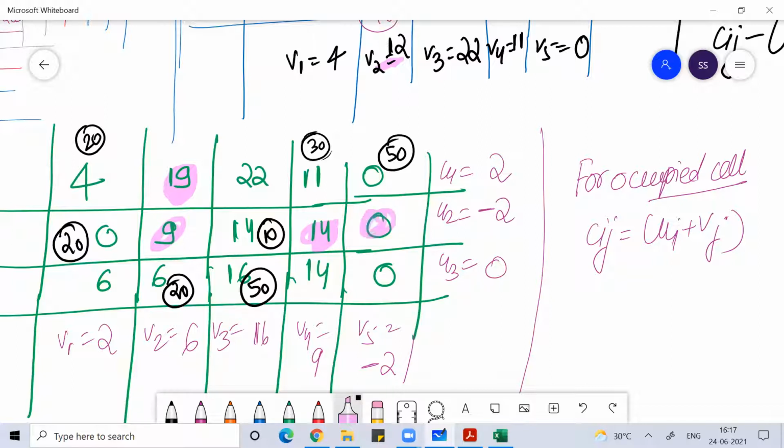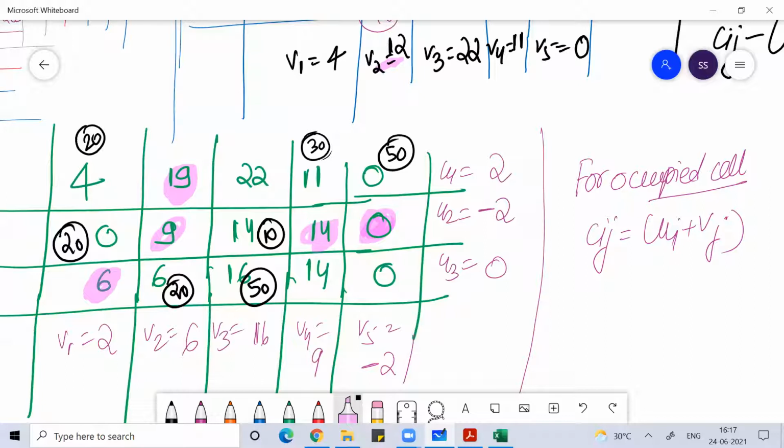Then 0, this is -4. 0 minus 4, positive, plus 4. Then this is 2. So 6 minus 2, 4, positive. Then 9, 14 minus 9, positive. Then this 0 minus 2, minus 2. 0 minus -2 is positive.